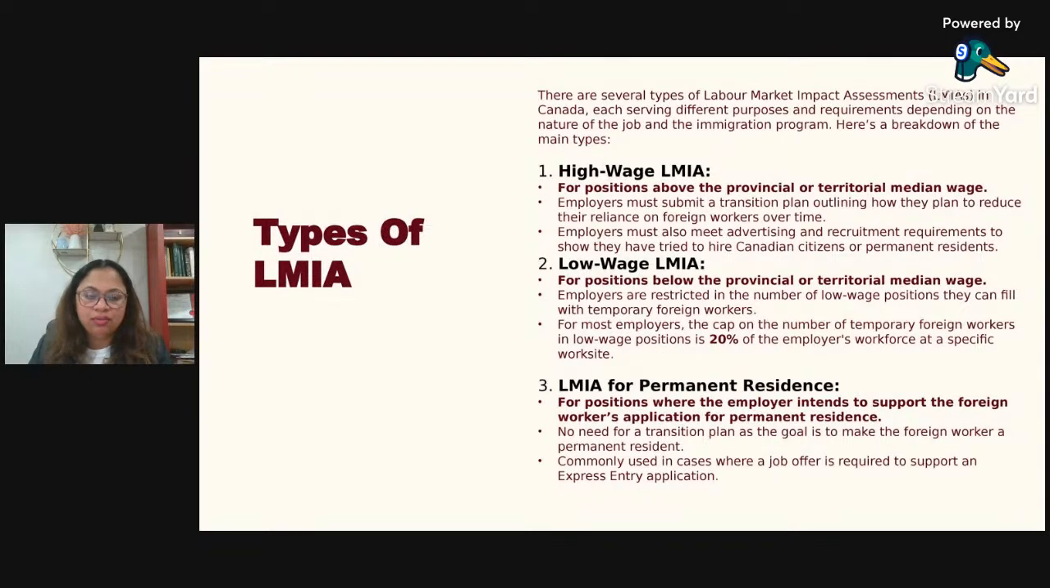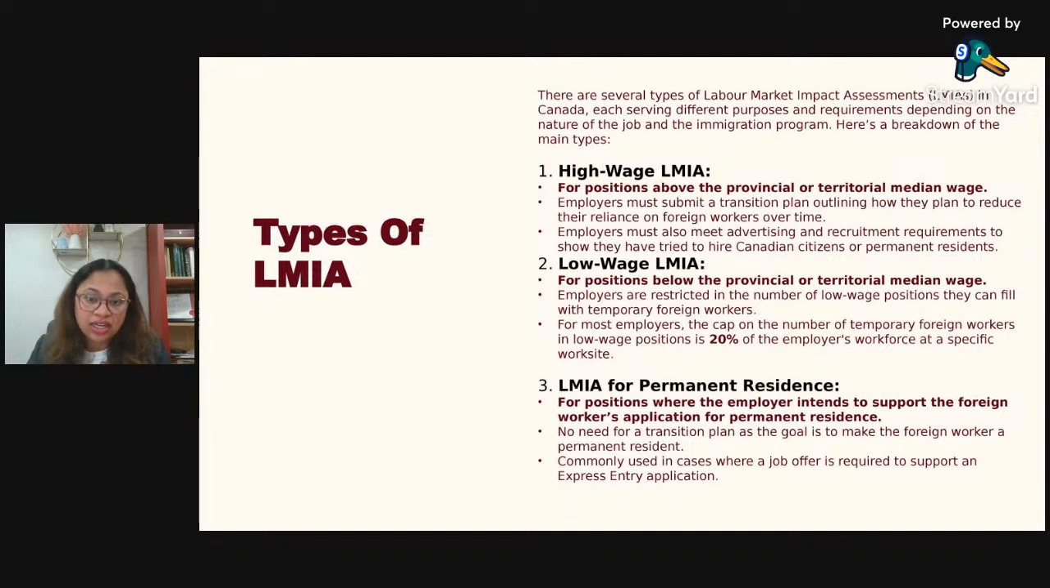So there are many types of LMIAs, but these are the main ones that I'd like to highlight today, because when we apply for an LMIA, these would determine what the requirements are and how long you'll get your work permit, etc. So each serves a different purpose, and the requirement is different depending on the job and the immigration program. So there is a high wage LMIA, low wage LMIA, and LMIA for PR.